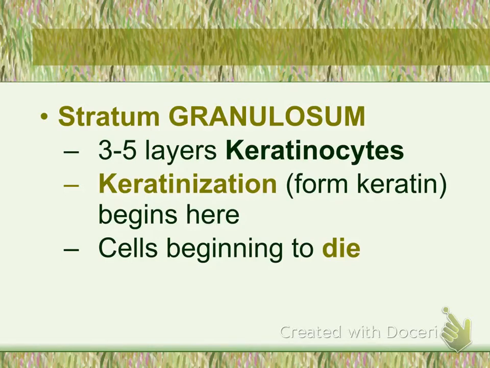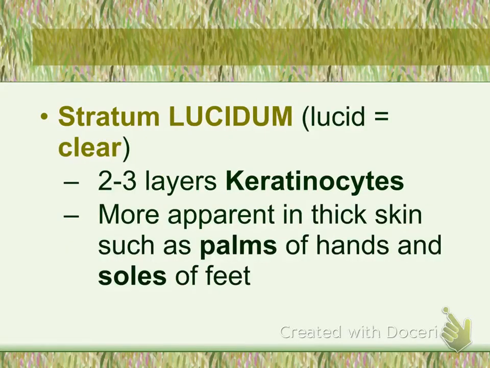They become more packed and they become a tough material towards stratum granulosum. Next layer up is stratum lucidum. The word lucid means clear or transparent. It is made up of 2 to 3 layers of keratinocytes, and you do not find stratum lucidum in every area of the body. You will only find it in areas where you have thicker skin, such as the palms of the hands or soles of the feet.